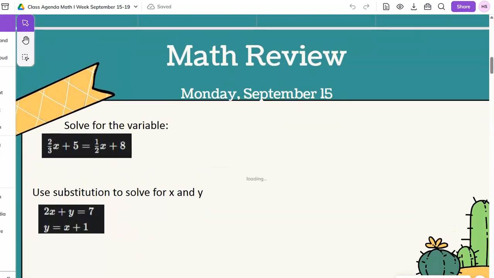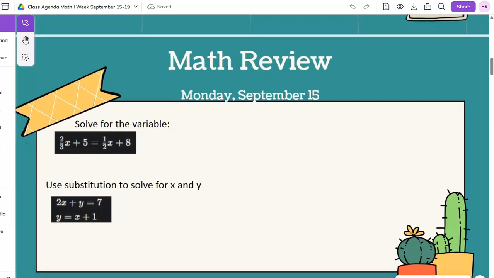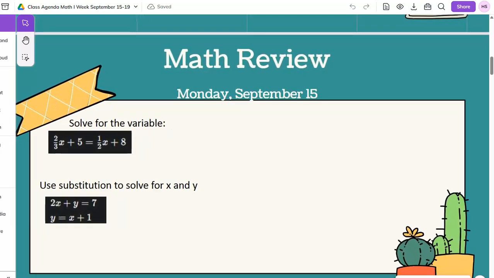Okay, let's look at math review. I put in systems of equations using substitution. Ms. Vargas said that she taught you this last year. So it's already set up with this one as y equals x plus 1. So you would take x plus 1 and plug it in to y. So hopefully you remember how to do this.